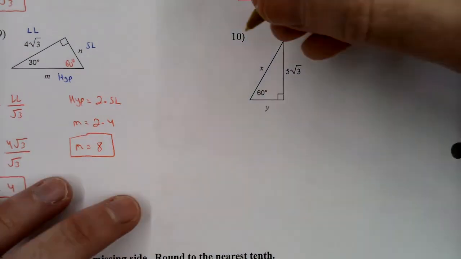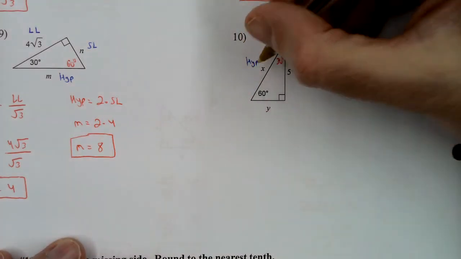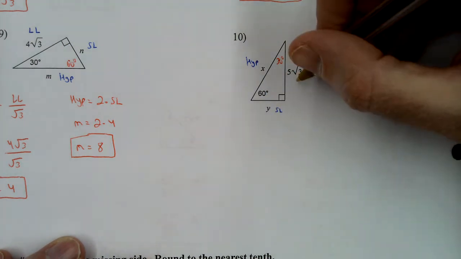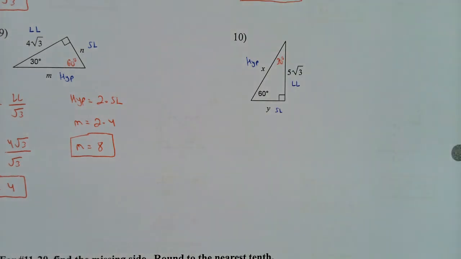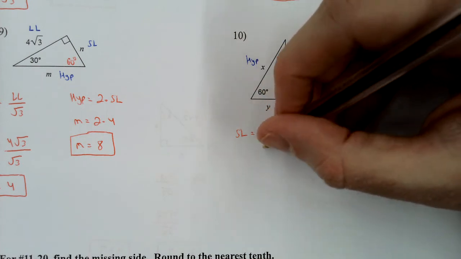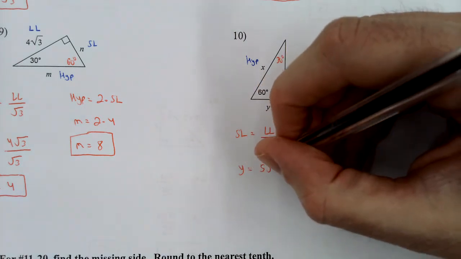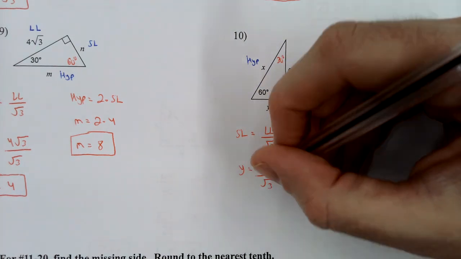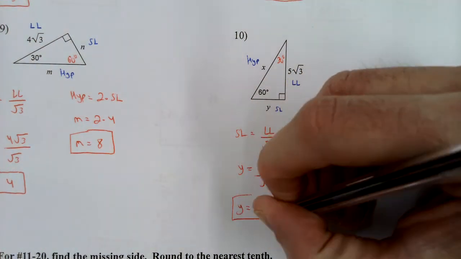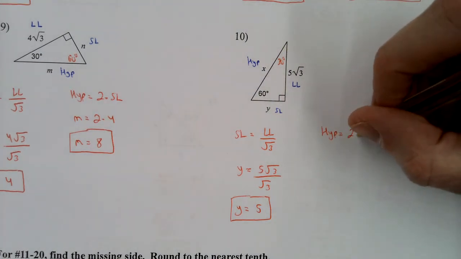And last one, I'll go a little faster now. We've done a bunch of these. 30 degrees, hypotenuse, short leg, long leg. Short leg equals long leg divided by square root of 3. It all depends on what you're given. y equals 5 after you divide out. x is the hypotenuse. Hypotenuse equals 2 times short leg, so it equals 10.